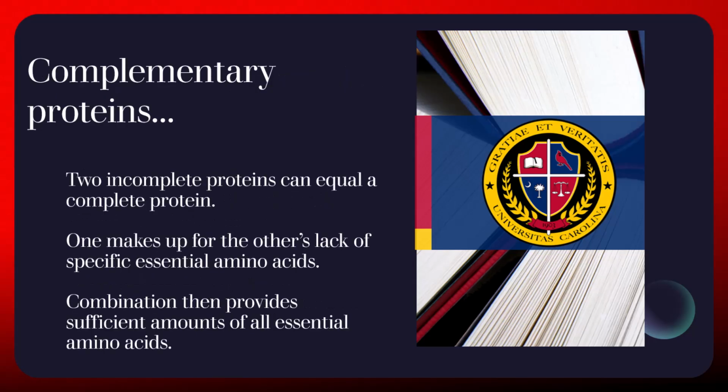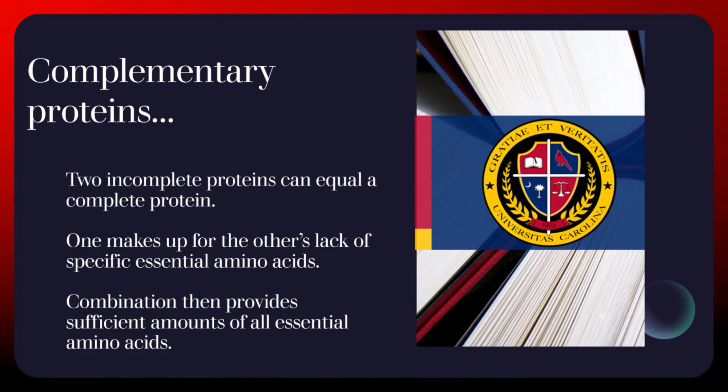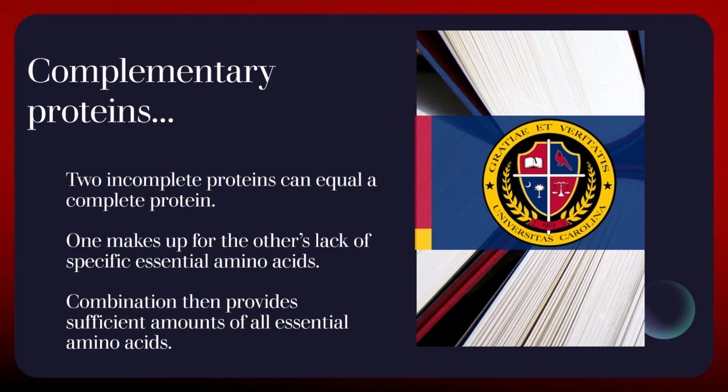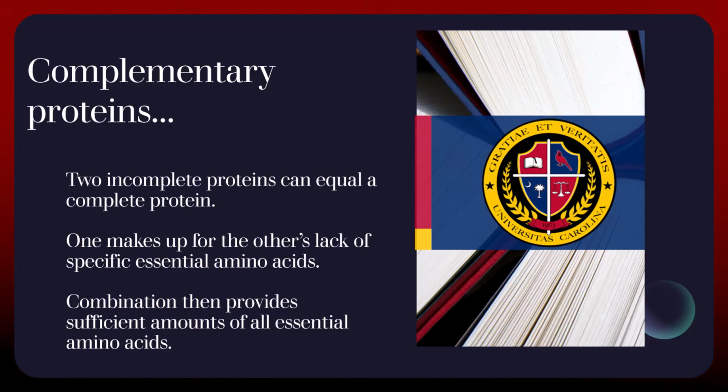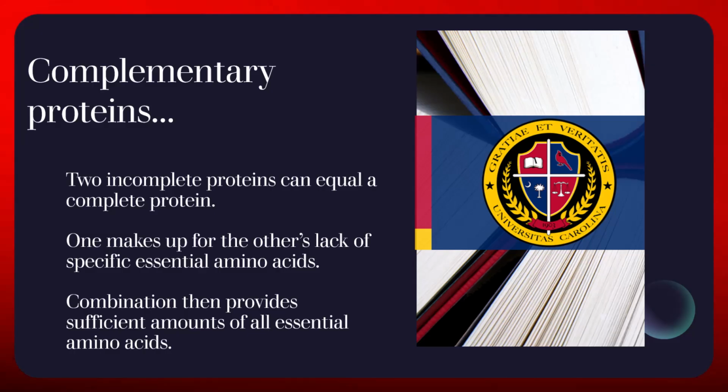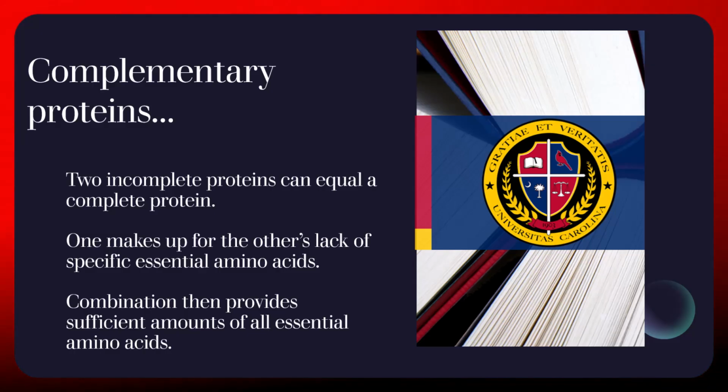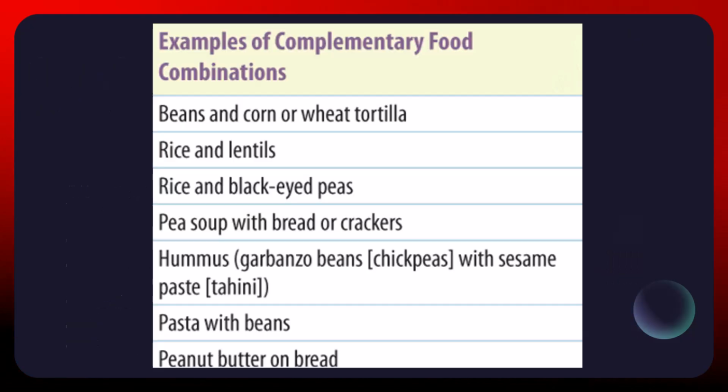So in order to get the proper protein, a lot of vegetarians will combine complementary proteins, and we're going to see that in another slide. So two incomplete proteins can equal a complete protein, right? You have two incompletes, you put them together, you get a complete. One makes up for the other's lack of specific essential amino acids, and the combination then provides sufficient amounts of all the essential amino acids.